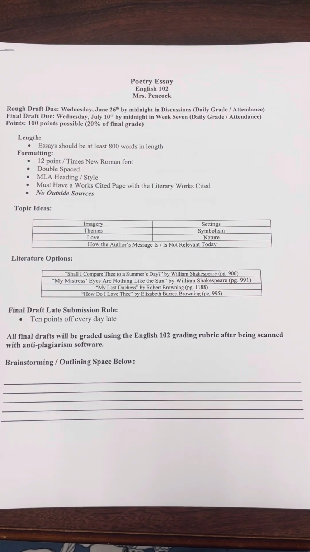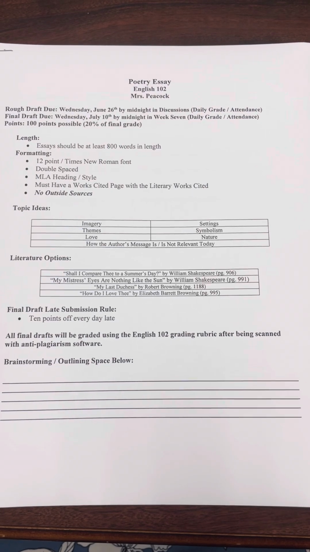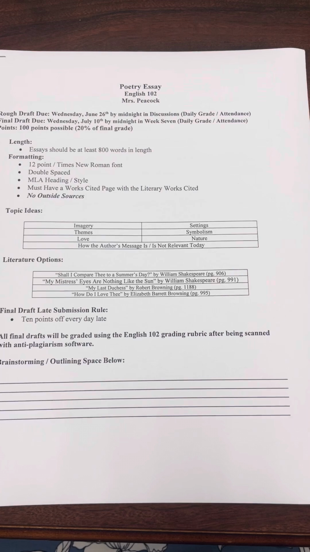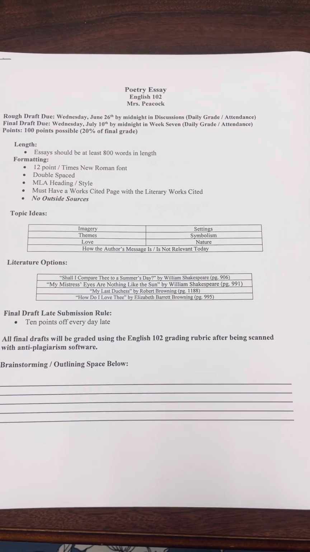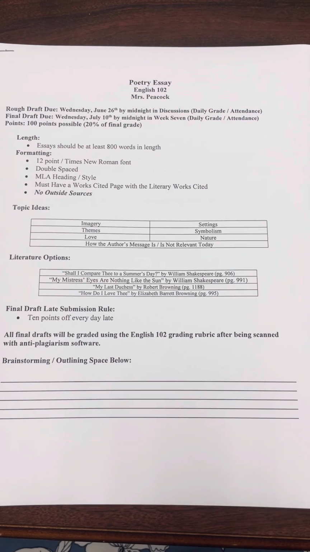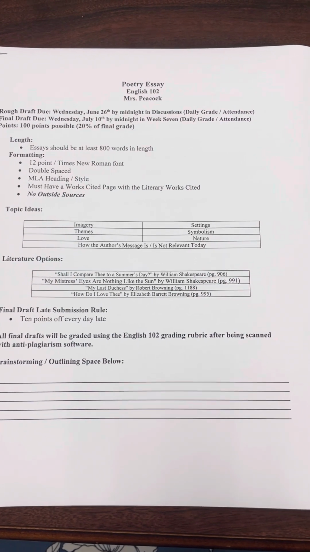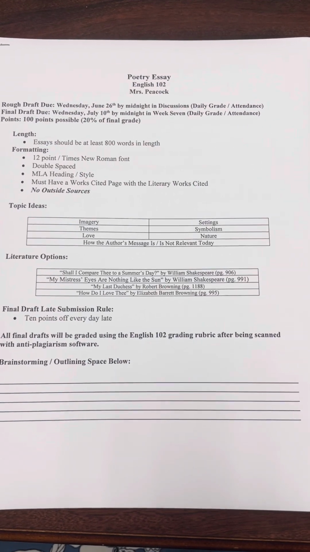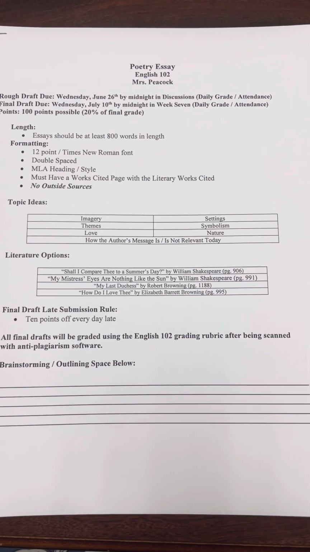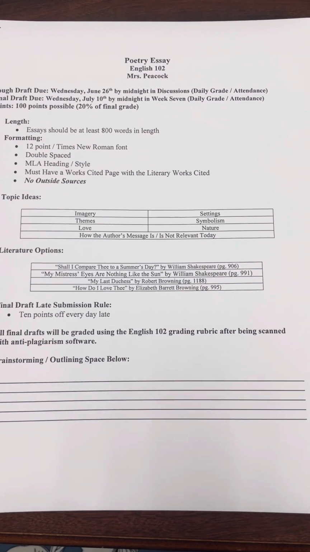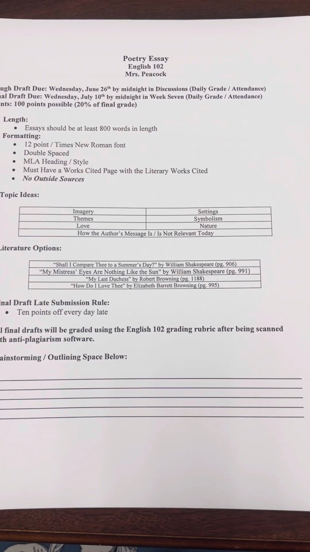This is still a 5-paragraph essay, so you'll still need an introduction, 3 body paragraphs, and a conclusion. The 3 body paragraphs could be based off 3 poems. It could be that you choose 1 poem and you choose 3 literary elements that are in this topic ideas section. It really just depends on which poem or poems stood out to you, on which ones would work. So we have imagery, themes, love, how the author's message is or is not relevant, settings, symbolism, and nature.